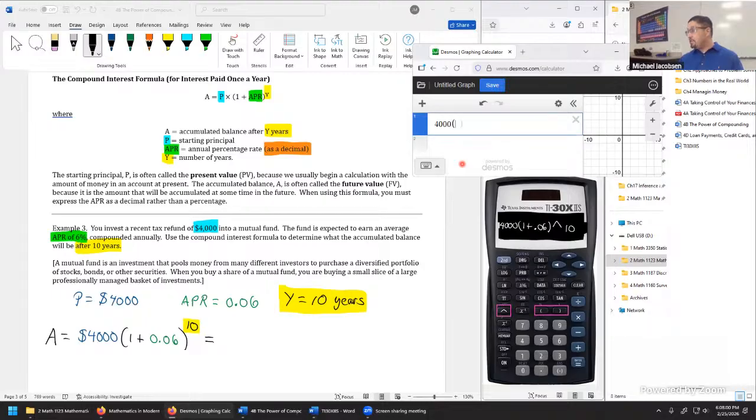It goes 4,000, 1 plus 0.06 to the power 10, and everything's just kind of formatted cleanly about how you'd write it on paper even. And this is the value we'd get. I've got $7,163.39.